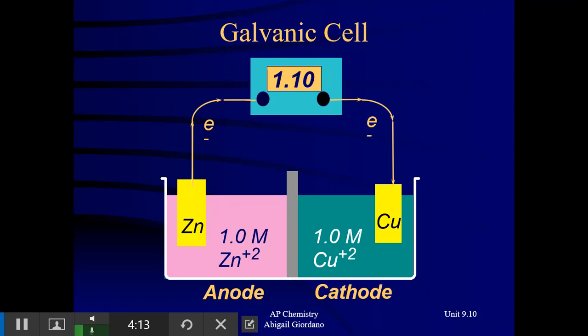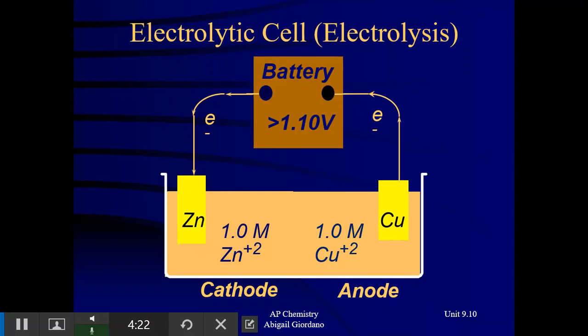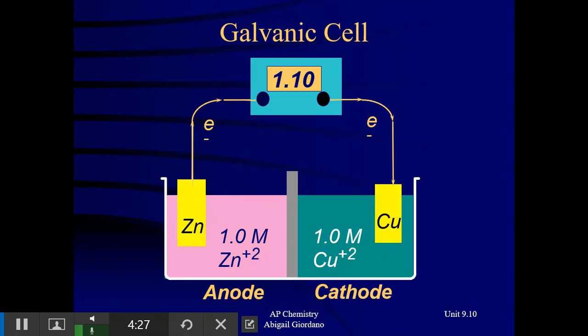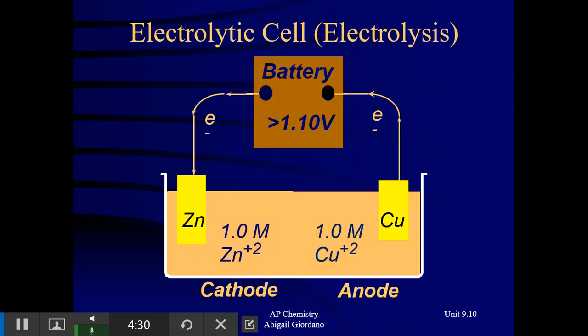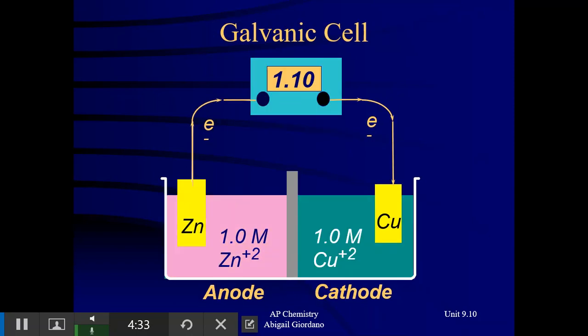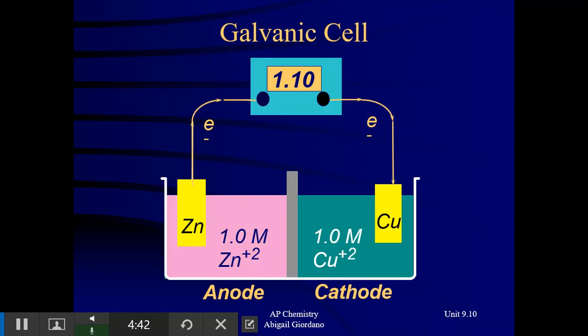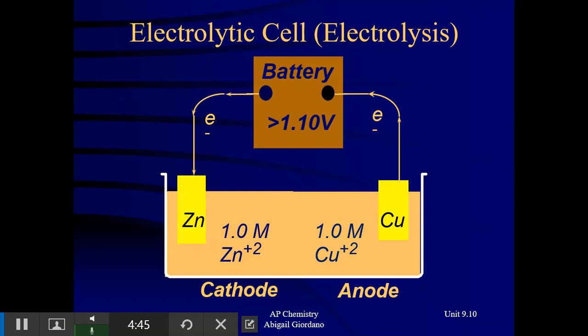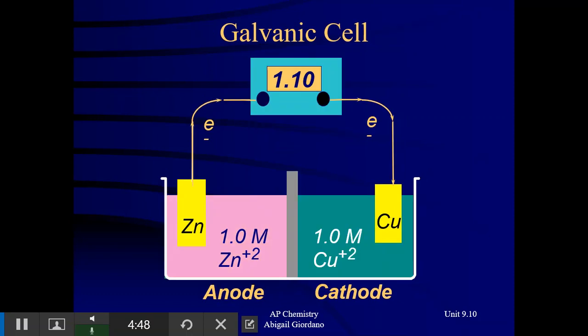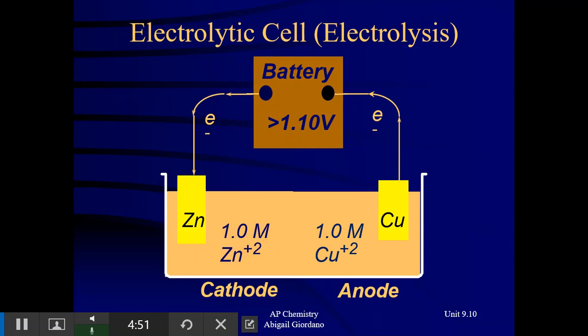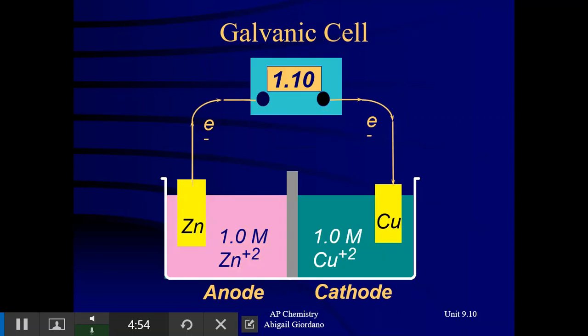So here we go. I'm going to flip back and forth between these two slides. Here's our galvanic cell. Here's the electrolytic cell. Galvanic cell, electrolytic cell. There's multiple differences, some of which are very obvious, some of which are a little bit more subtle. I'm just going to do this a couple more times, and I want you to notice the differences.